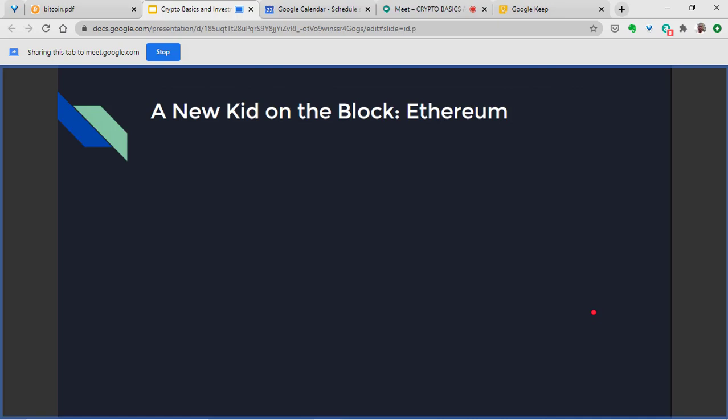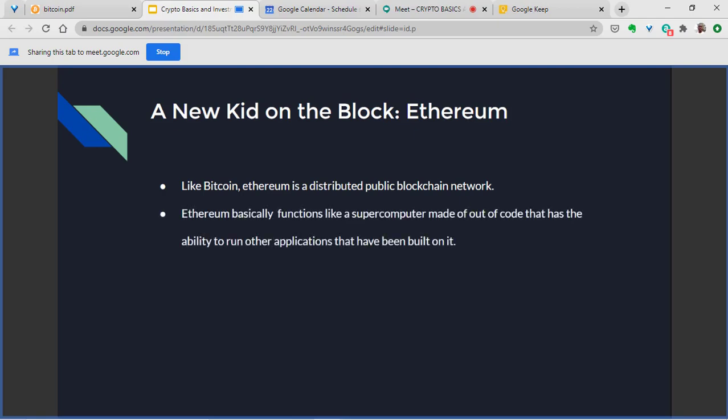So, new kid on the block. Everybody has heard, or maybe not everybody, but I think most of us have heard of Ethereum. Ethereum is another cryptocurrency, but it's a bit different. So what is Ethereum? Like Bitcoin, Ethereum is also a public blockchain network. But what's now the difference?